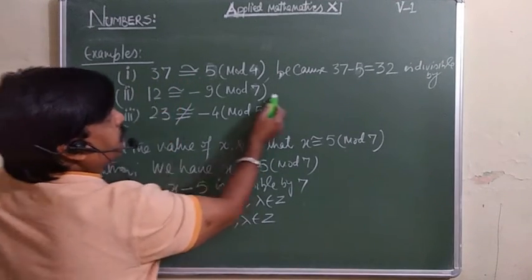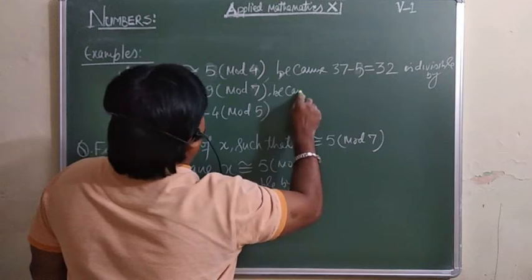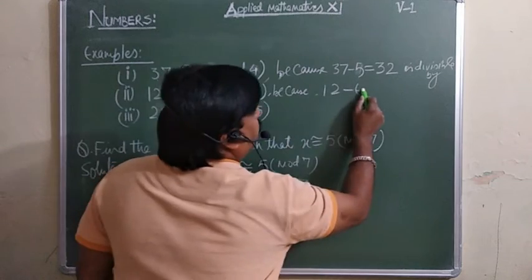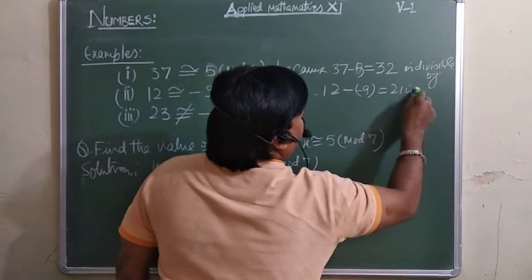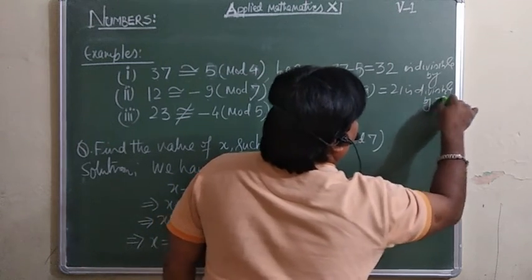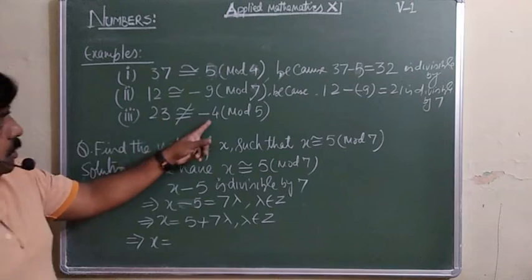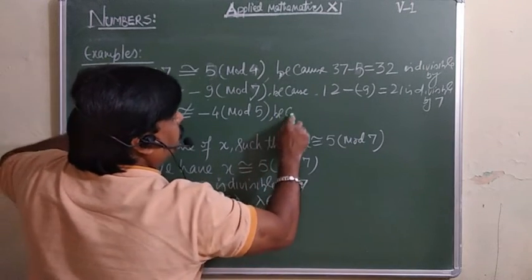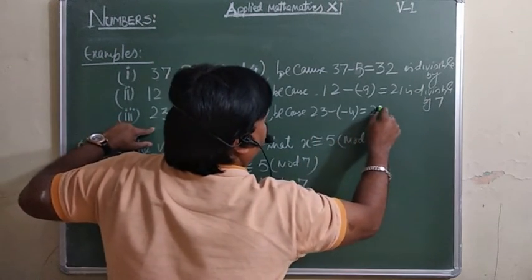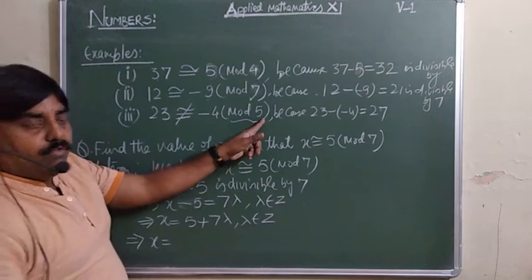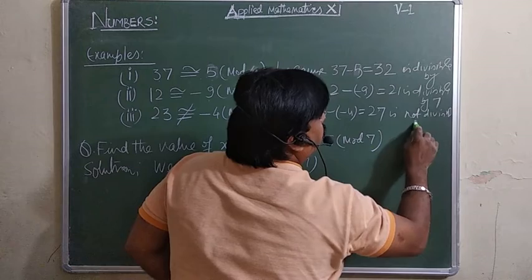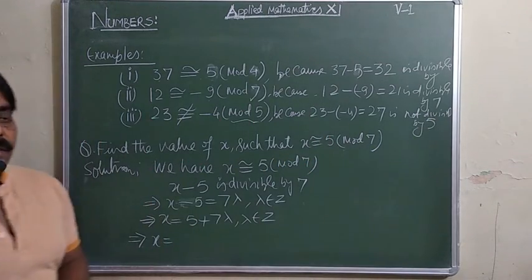See, here 12 minus 9, this is equal to 21, which is divisible by 7. Now here, this is not congruent. See, 23 minus 4 is 27, and this 27 is not divisible by 5. So you can check whether they are congruent or not.